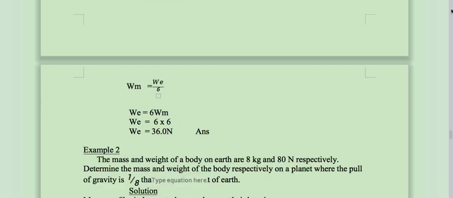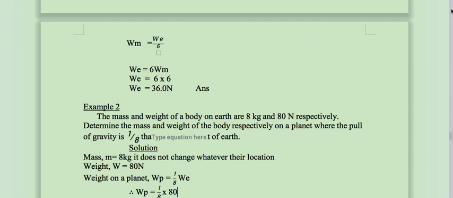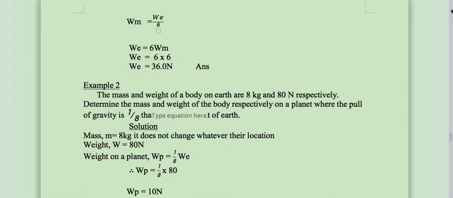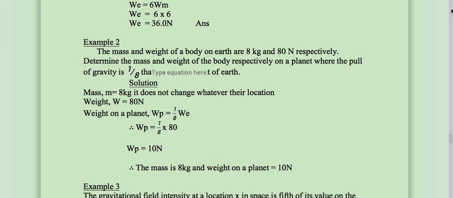Example 2. The mass and the weight of a body on Earth are 8 kilogram and 80 newton respectively. Determine the mass and the weight of the body respectively on a planet where the pull of gravity is 1/8 of the Earth's.